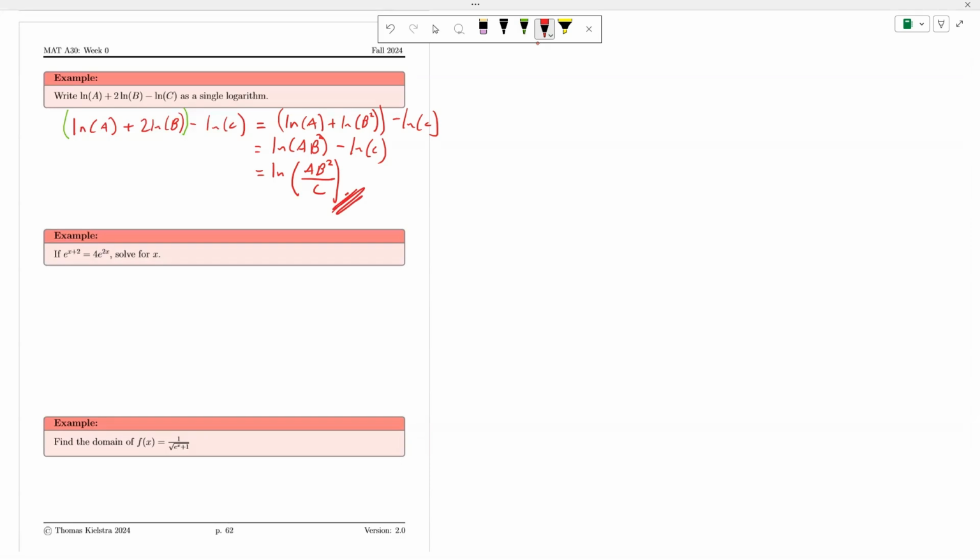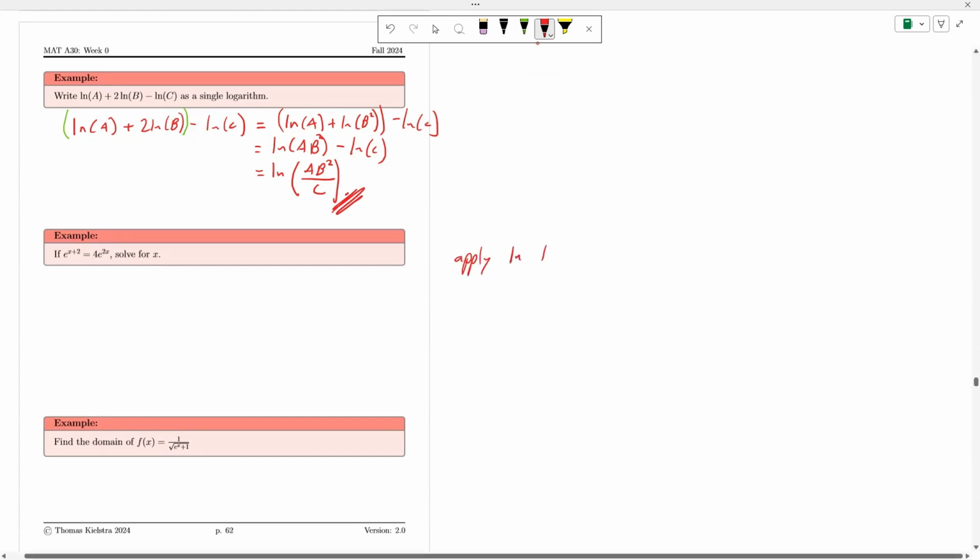So we want to get x by itself. Now I have x's in the exponents. How do I get x's out of the exponents? We apply ln to get our variable out of the exponent. Okay. So I'm going to take ln of e to the x plus 2 equals ln of 4e to the 2x.